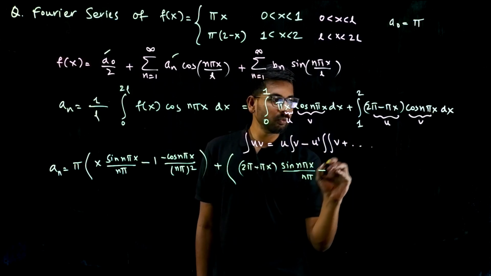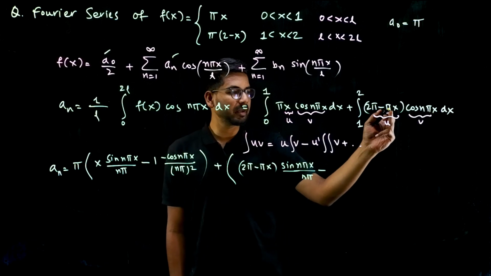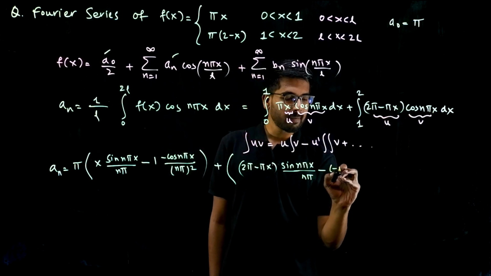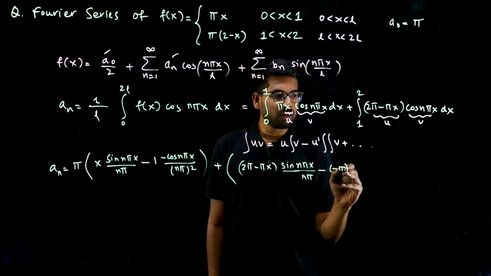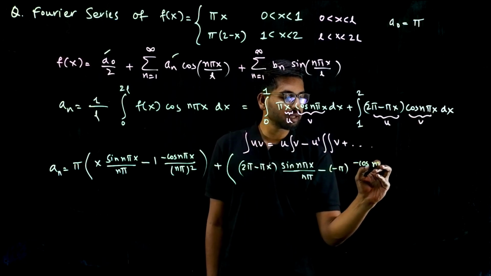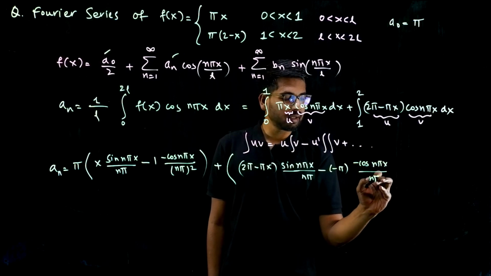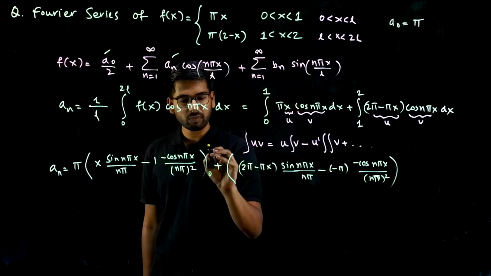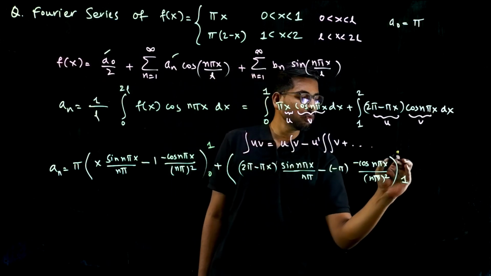Next, minus u dash. U dash is the differentiation of 2 pi minus pi x. The differentiation of 2 pi is 0, and of minus pi x is minus pi. 2 times the integration of cos n pi x is 1 times the integration of sin n pi x, which is minus cos n pi x by n pi, and this n pi will become n pi square. This is from 0 to 1, and this is from 1 to 2.